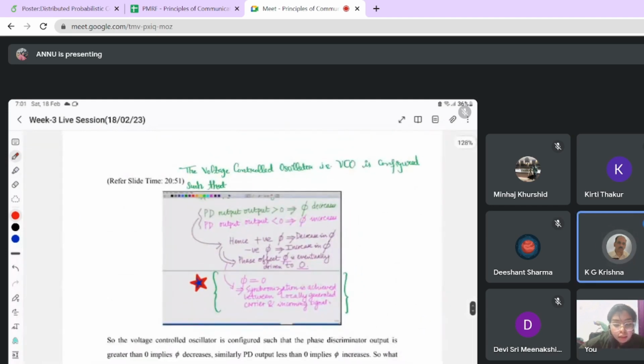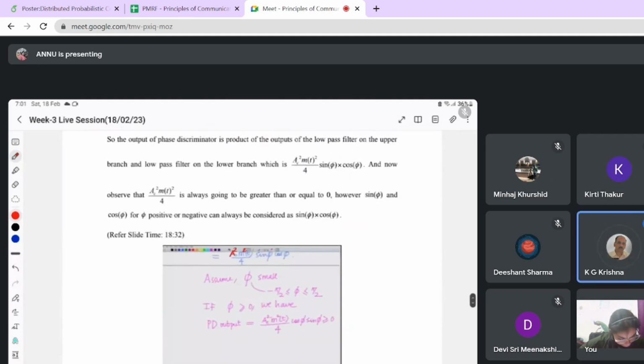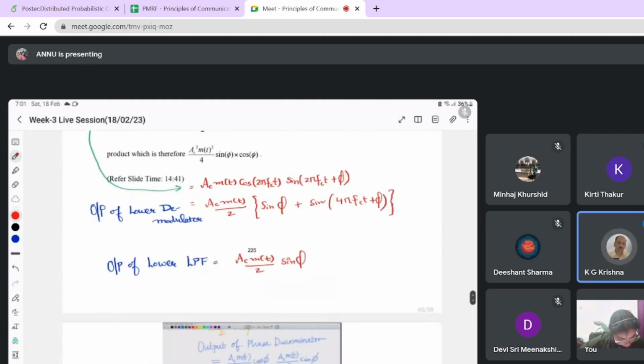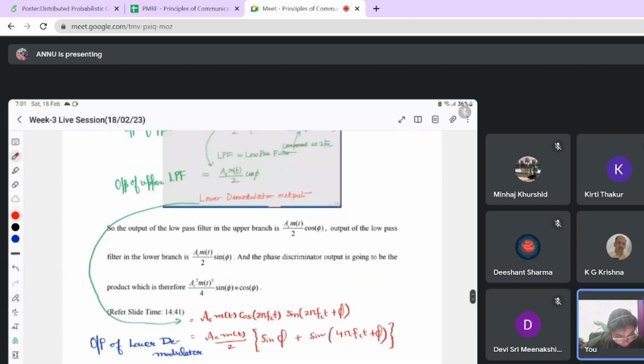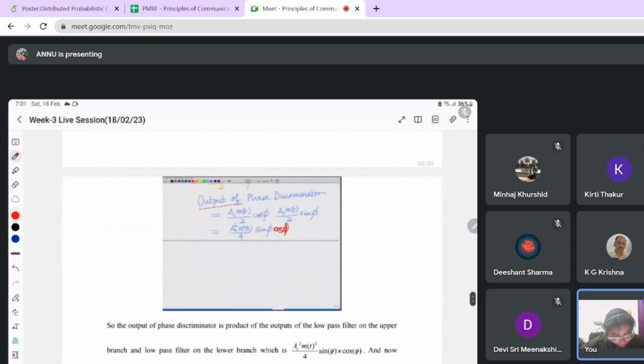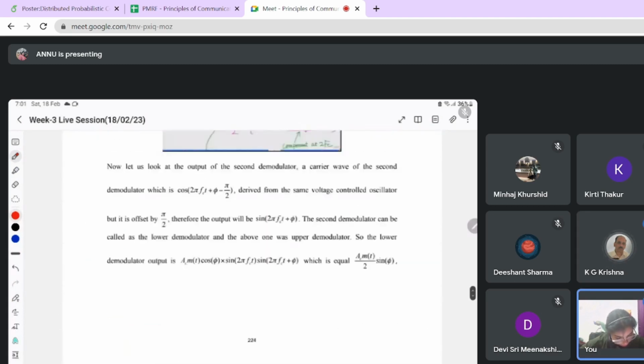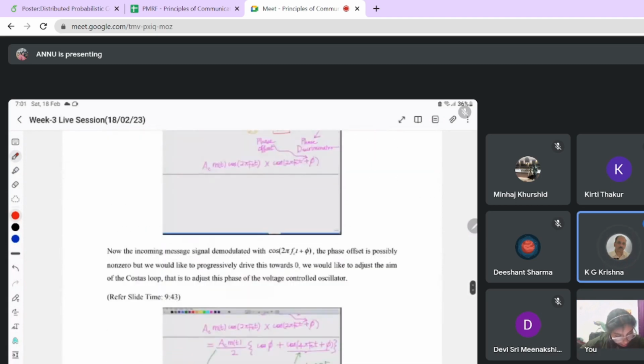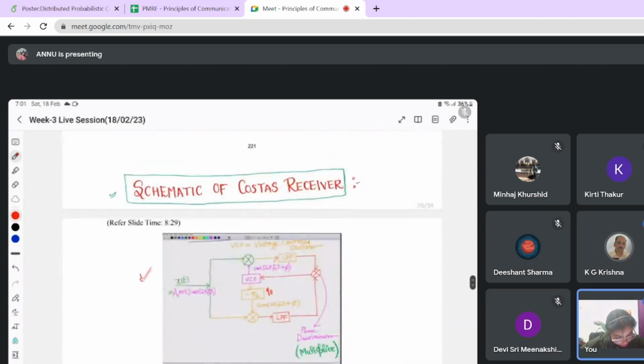Madam, in the schematic diagram, where is the output for this Costas receiver? Output signal? Yeah, here it should be. Like the output of the phase discriminator. Yes, sorry, the output. Okay, because the arrow is not there. The arrow should be there. You can just draw the arrows, like this one. Okay, output.